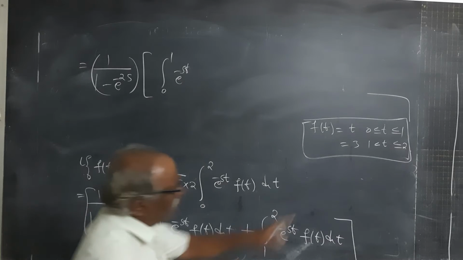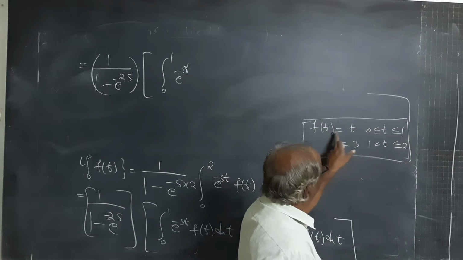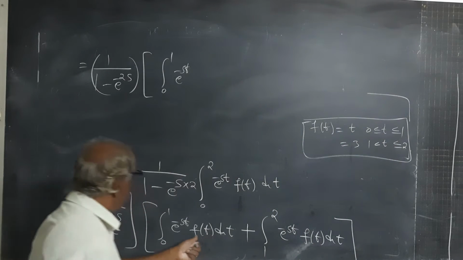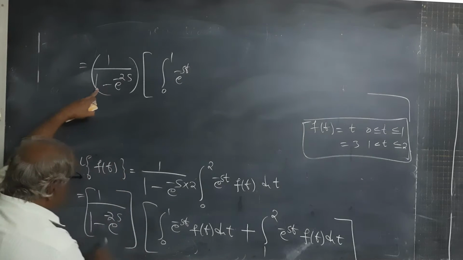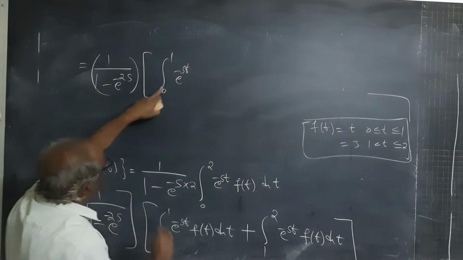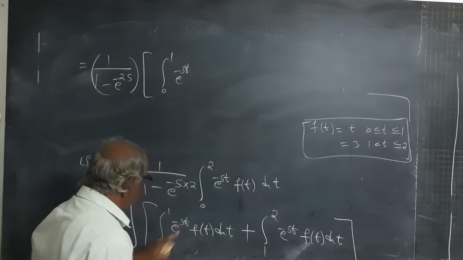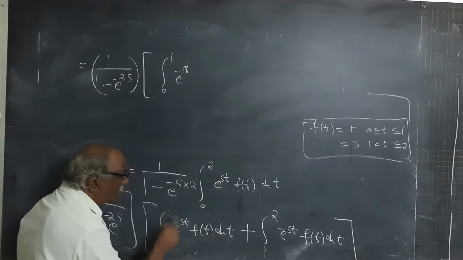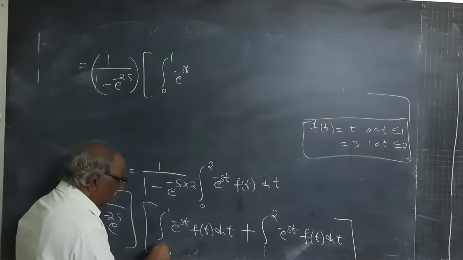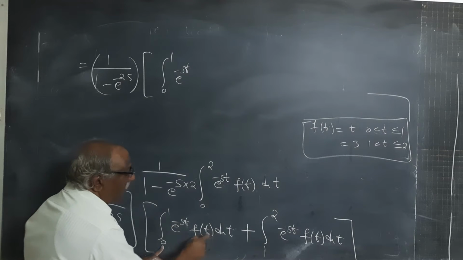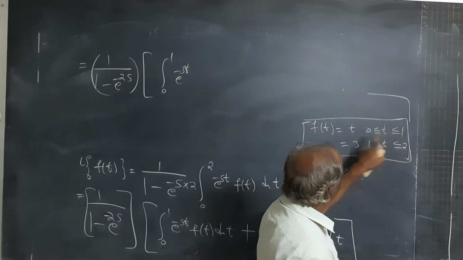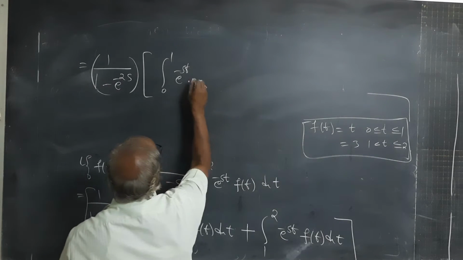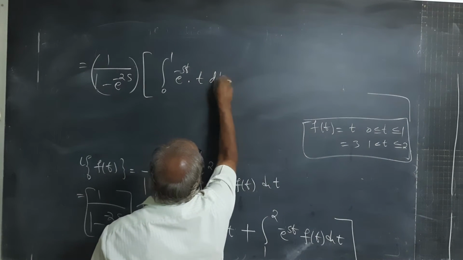Now, observe, in the interval 0 to 1, what is the value of f of t? It is t. So, therefore, here 1 whole over 1 minus e to the power minus 2s into integral 0 to 1 e to the power minus st. Observe the point here, observe the integral. In the interval 0 to 1, you ask the question, what is f of t? In the interval 0 to 1, f of t is t. So, therefore, it is t dt.